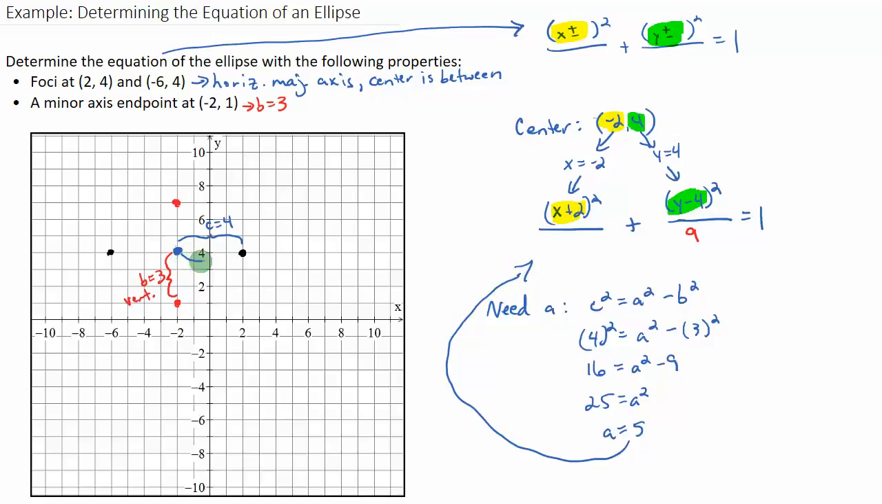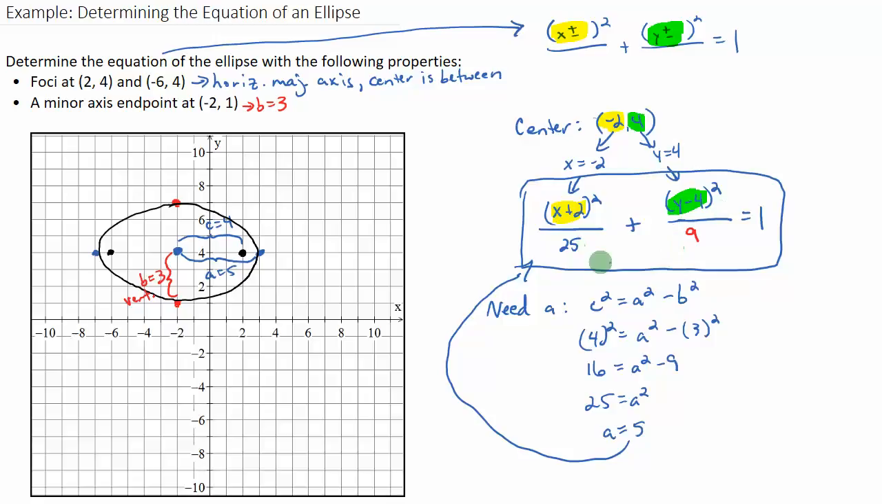Let's draw it in the graph first. a is 5, so I need to go 5 units from my center. That gives me my vertices. 5 units left gives me this vertex, and my ellipse looks like this. I never use my c value because the foci are not on the curve. I use my a and b values to get my denominators. So here I use 5 squared, which is 25. And now I have the equation of the ellipse.